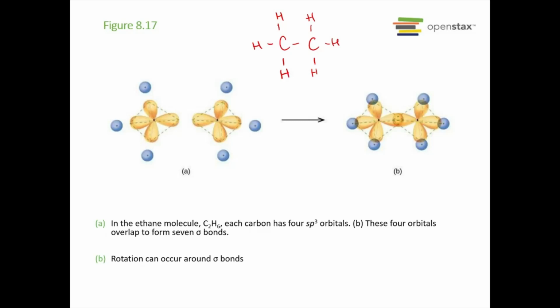So this is C2H6. Each carbon is sp3. Notice they each have 4 areas of electron density around them. The other thing that happens with sigma bonds is rotation. They can actually rotate around sigma bonds, so single bonds are able to rotate freely. They don't break, but it just goes in circles, and those atoms are then rotating along this axis.